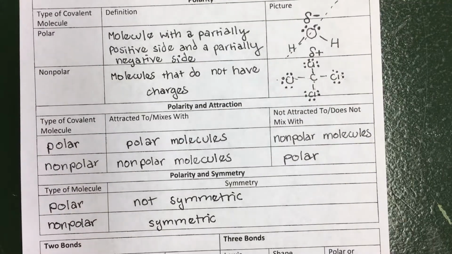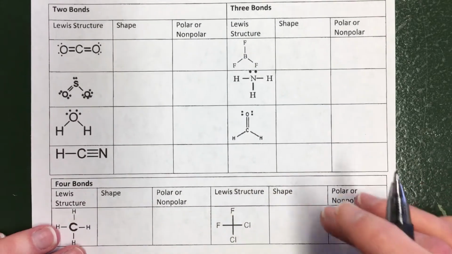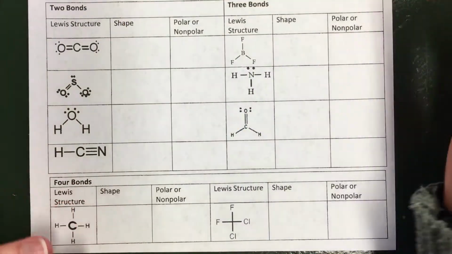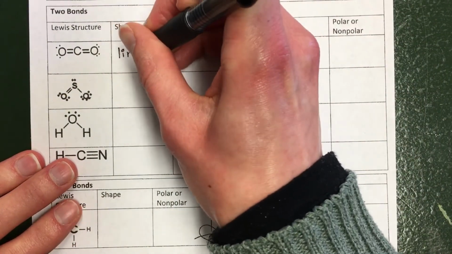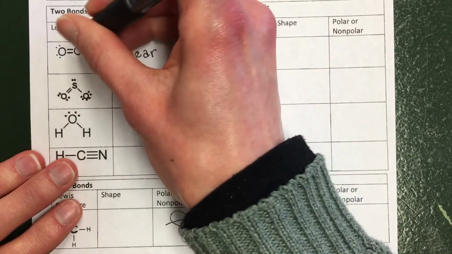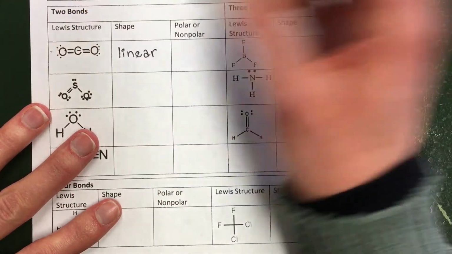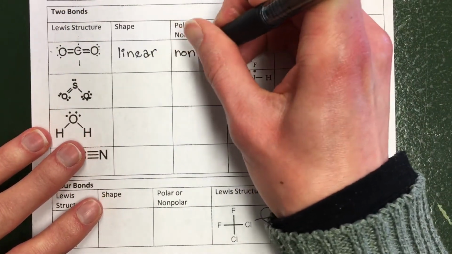All right, so we're going to do a bunch of examples of this now, and this is the last thing we're going to do in the notes, just figuring out if these molecules are polar. We're also going to figure out what shape they are, just to review shape. So this is carbon dioxide. It is linear because there's no lone pairs on the center atom. If I cut it this way, it's symmetric. If I were to cut it this way, it's symmetric. So it's nonpolar.